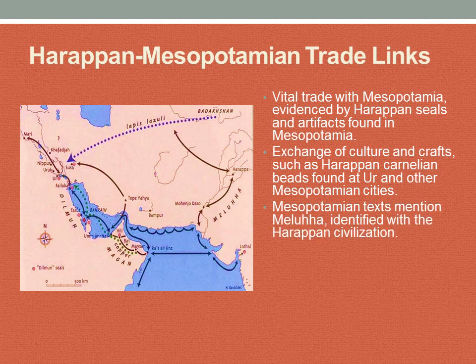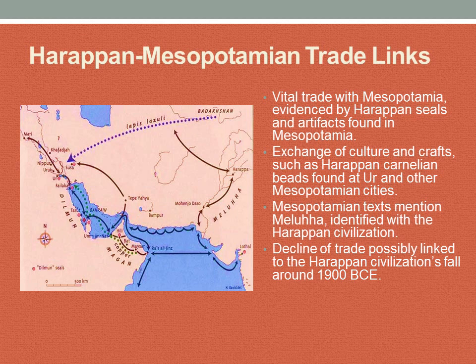Mesopotamian texts which have been deciphered mention Meluha, which is identified with the Harappan civilization. So the name given to the Harappan civilization by the Mesopotamians is Meluha. The name given by the Mesopotamians to the place of Oman is Magan, and Dilmun has been found to be the Persian Gulf. So Dilmun, Magan and Meluha are the places through which the Mesopotamians did their trade connections.